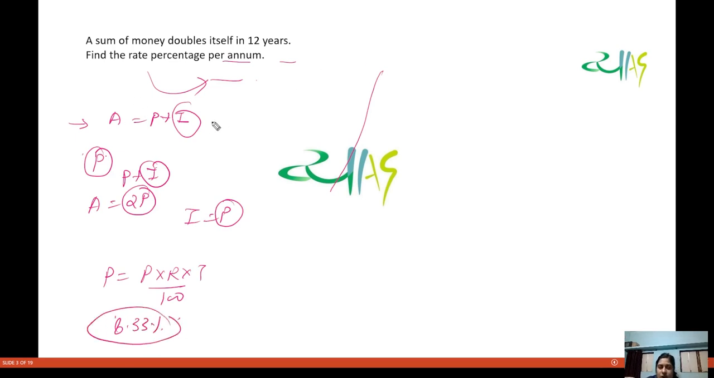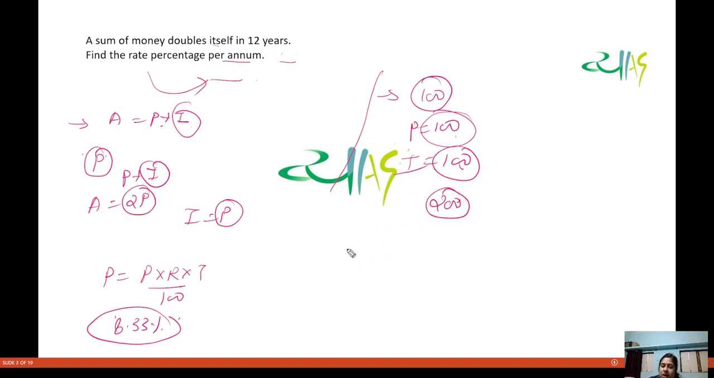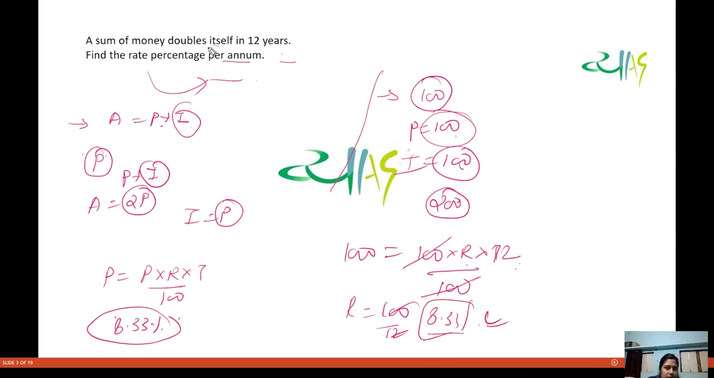What else can I do? Same thing, you can put 100 as principal. And you know it doubles itself in 12 years. That means the same principal that you put in, you will get as interest after 12 years. So this becomes 200. So here you can do 100 is equal to 100 into R into T divided by 100. So this is 12. So this cancels, and R is equal to 100 by 12. So that will come 8.33. So this is how you can do this.